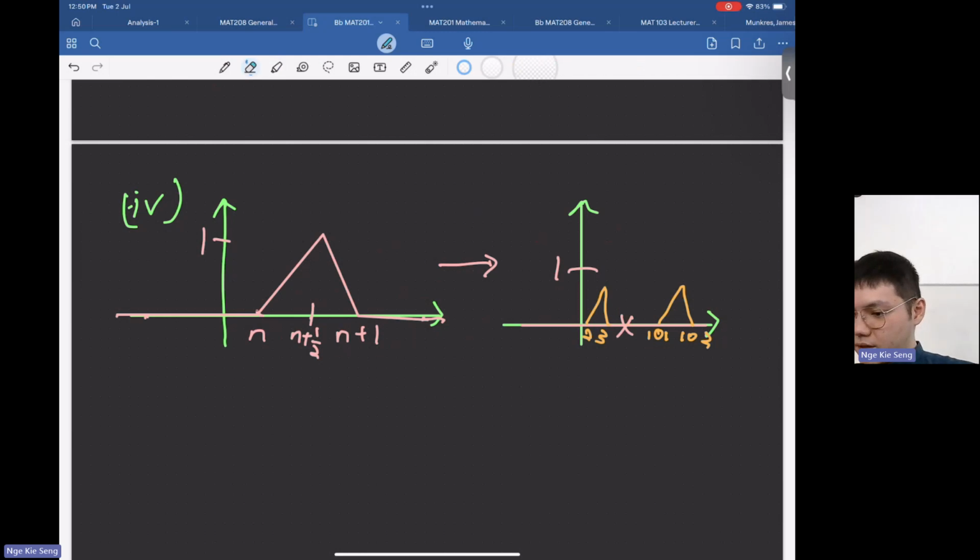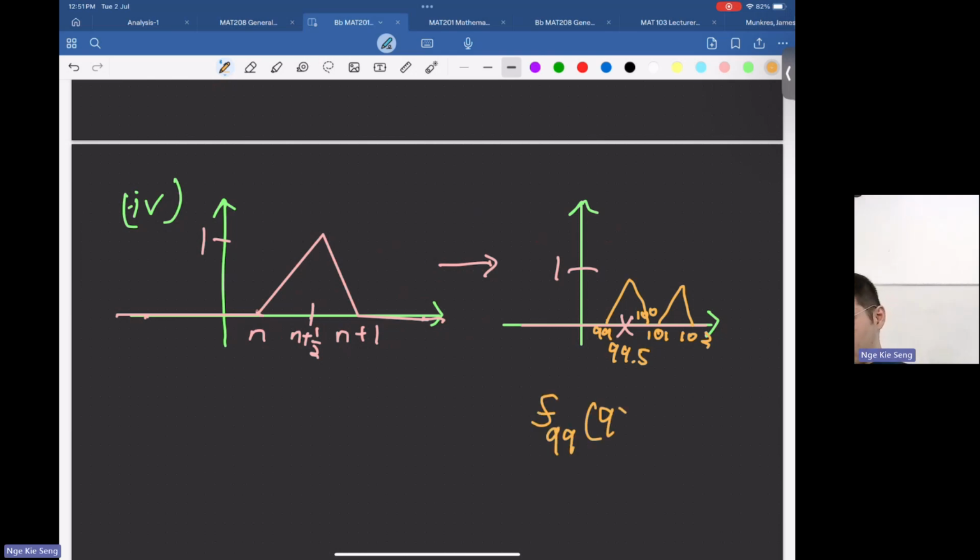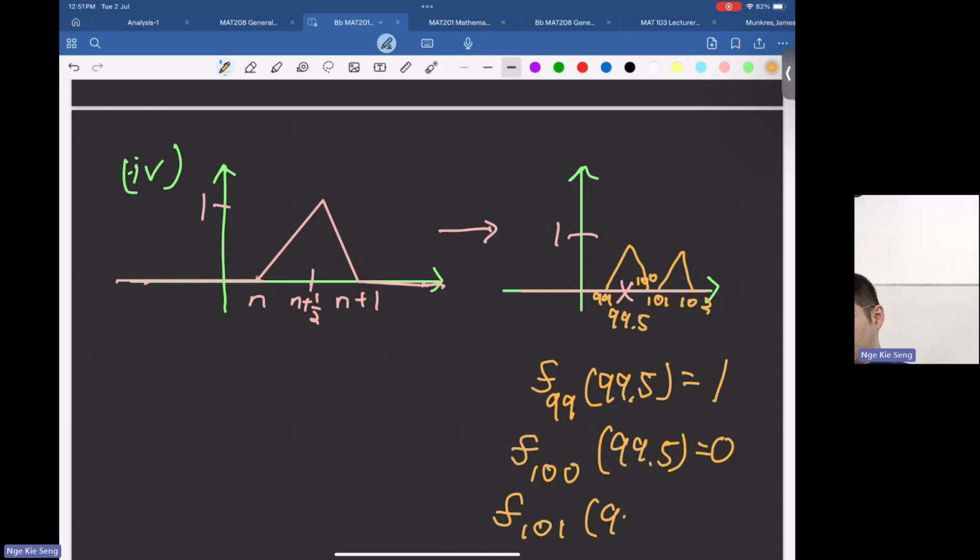Okay, so let me take this away. Let's throw this 2 and 3 away. Let's say we have 99.5 here, and we have a triangle on 99 to 100 here. So you can see that f of 99.5 is 1. But if you take f100, f100 of 99.5 is already 0. And then all the rest of the sequence will evaluate 99.5 to be 0, because the triangle already ran away. Does it make sense?